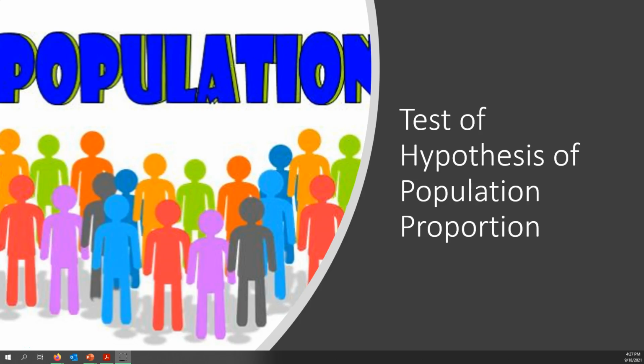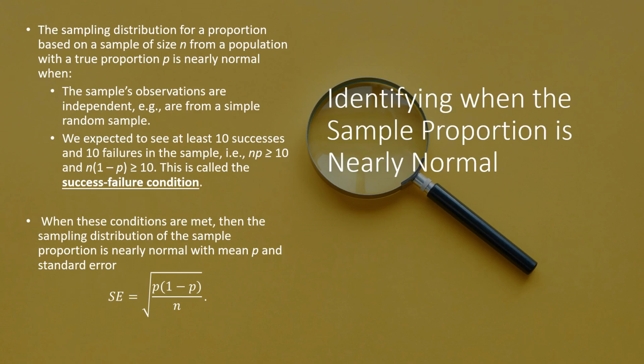So now let's go into the discussion of tests of hypotheses for a population proportion. Our sampling distribution for a proportion is going to be based on a sample size n from a population with a true proportion, and we're going to say that it's nearly normal when we meet two criteria. One is that the sample's observations are independent of each other and that we've met the success-failure condition. The success-failure condition is that we have a minimum of 10 successes and 10 failures.